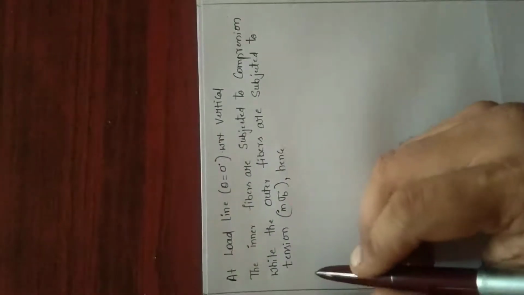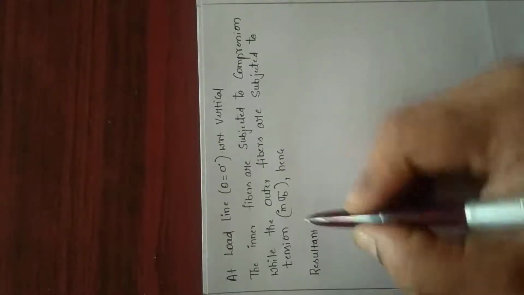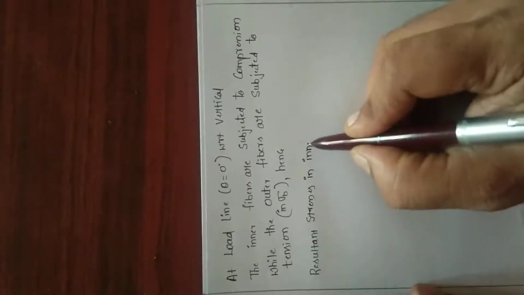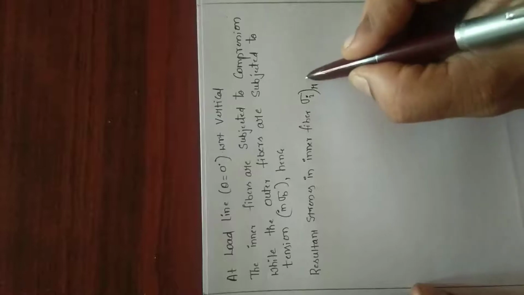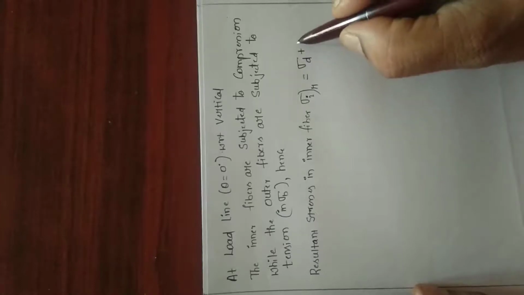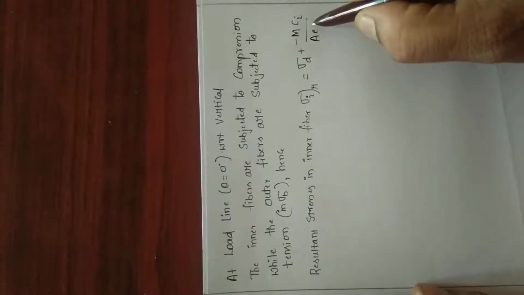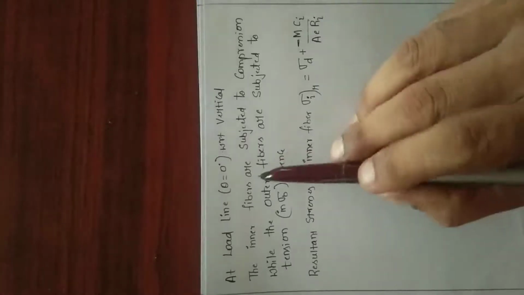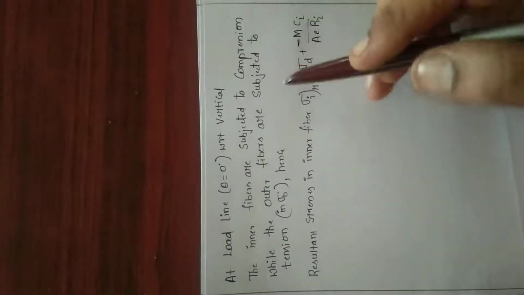Resultant stresses in inner fiber. In the inner fiber, sigma I r will be what? Sigma d, the direct stress, plus, I will write, minus M c I by A e into r I. Why? Because it is in compression. My inner fiber is in compression, so the outer fiber will be in tension. So when the inner fiber is in compression, it is negative.